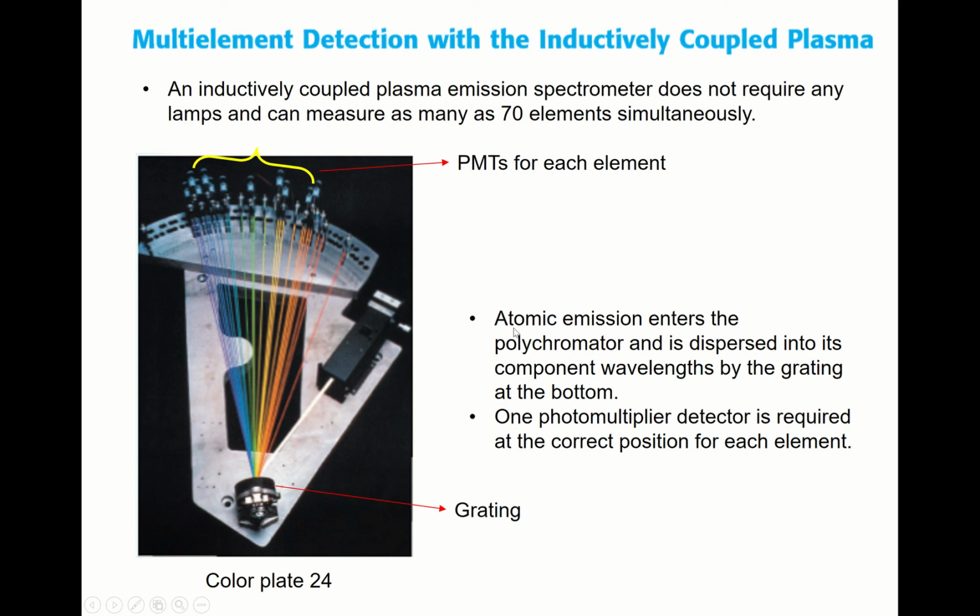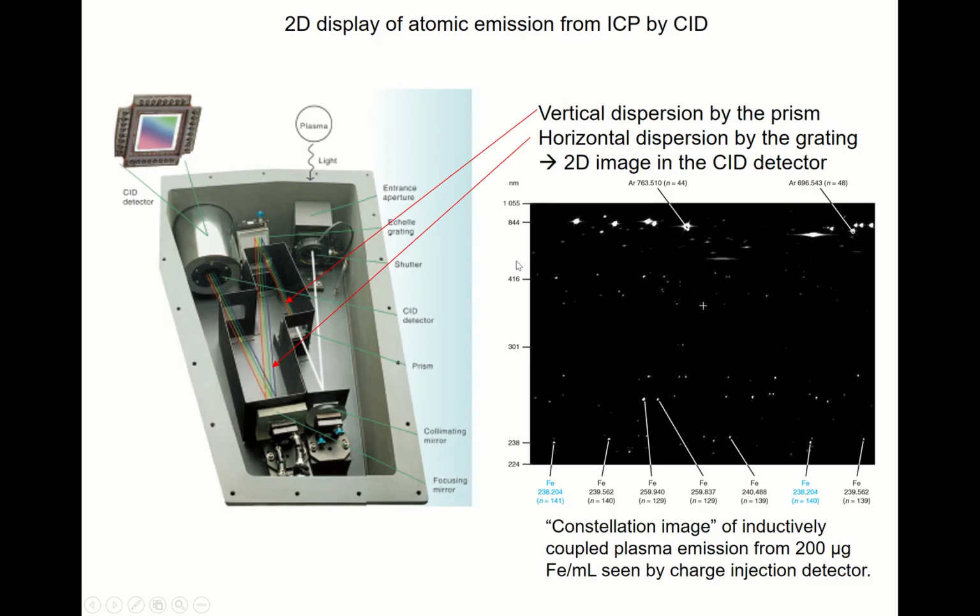Here, atomic emission enters the polychromator and is dispersed into its component wavelengths by the grating at the bottom here. This is a polychromator. One photomultiplier detector is required at the correct position for each element. You know the principle here: the emission wavelengths of each element are different. That's the principle, and the instrument has been developed further.